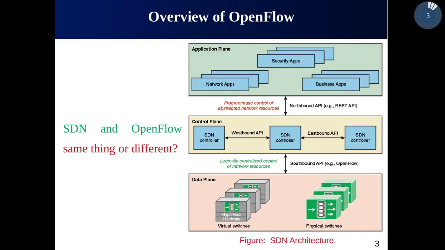Let's start with an overview. This is the SDN architecture, and we are pretty much familiar with it. Here is a component known as OpenFlow, and this is at the southbound API, or you can say it links the two layers, the data plane layer with the control layer.